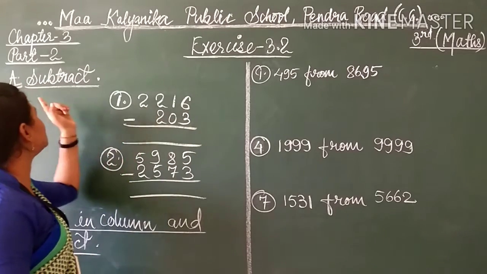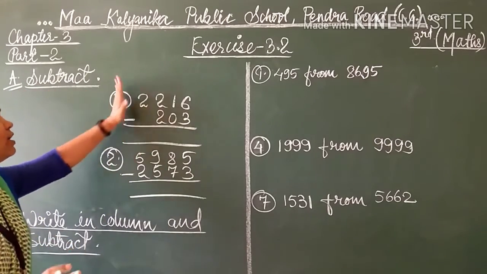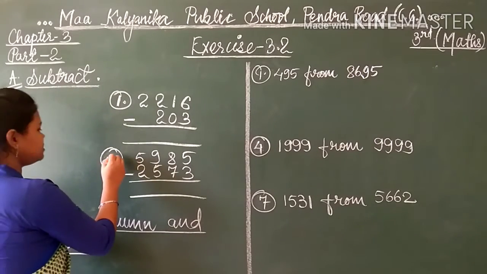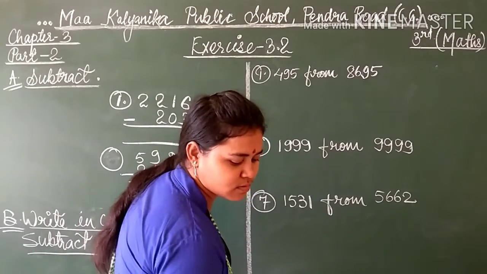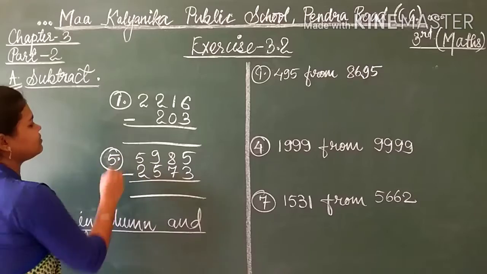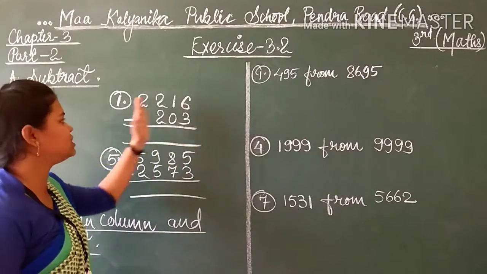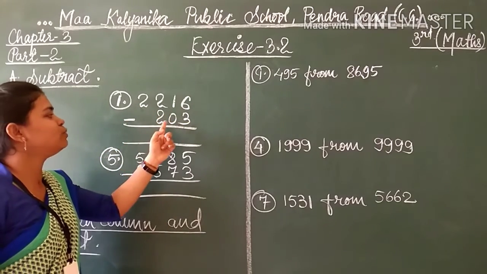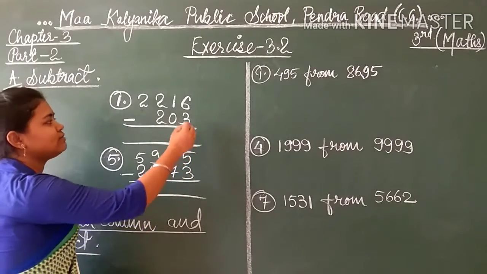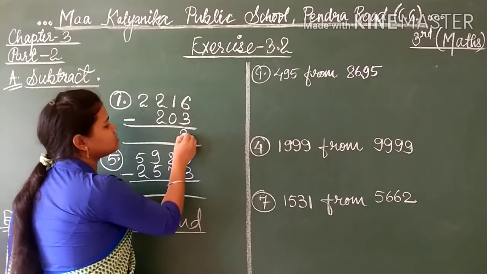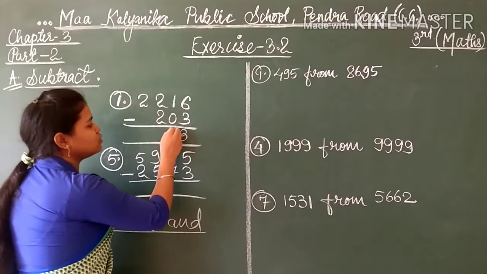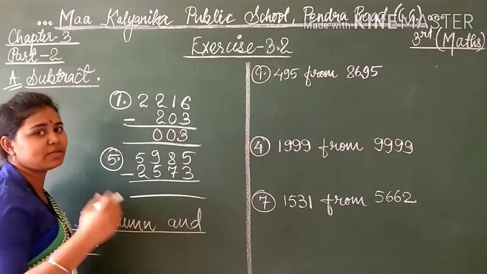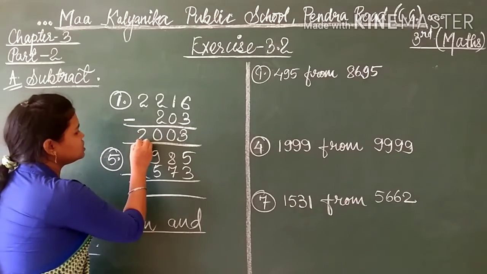Question number A is subtract. You have to simply subtract, it is already in column. Two questions I will do for you, question number 1 and 5, because the rest of the questions are nearly equal to these two. So 2216 minus 203. Simply you have to solve 6 minus 3, 6 minus 3 is 3. 1 minus 0, 1. 2 minus 2, 0. And 2 minus nothing means 2. 2 minus 0 is simply 2.